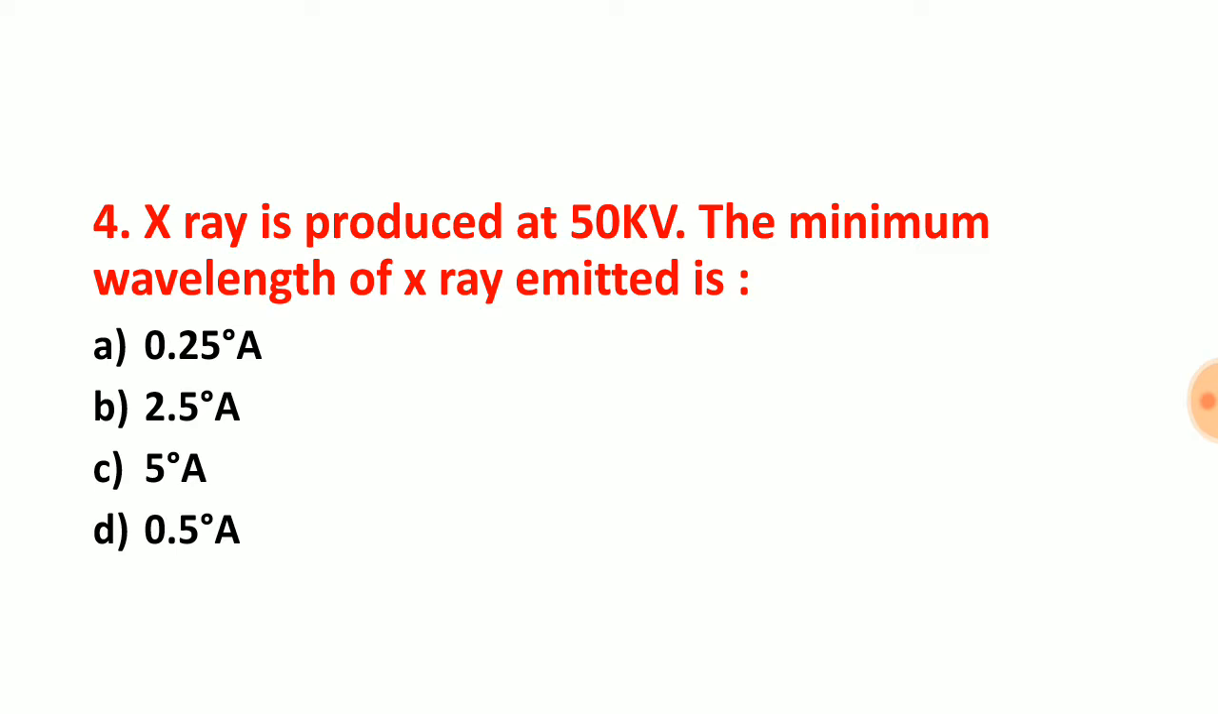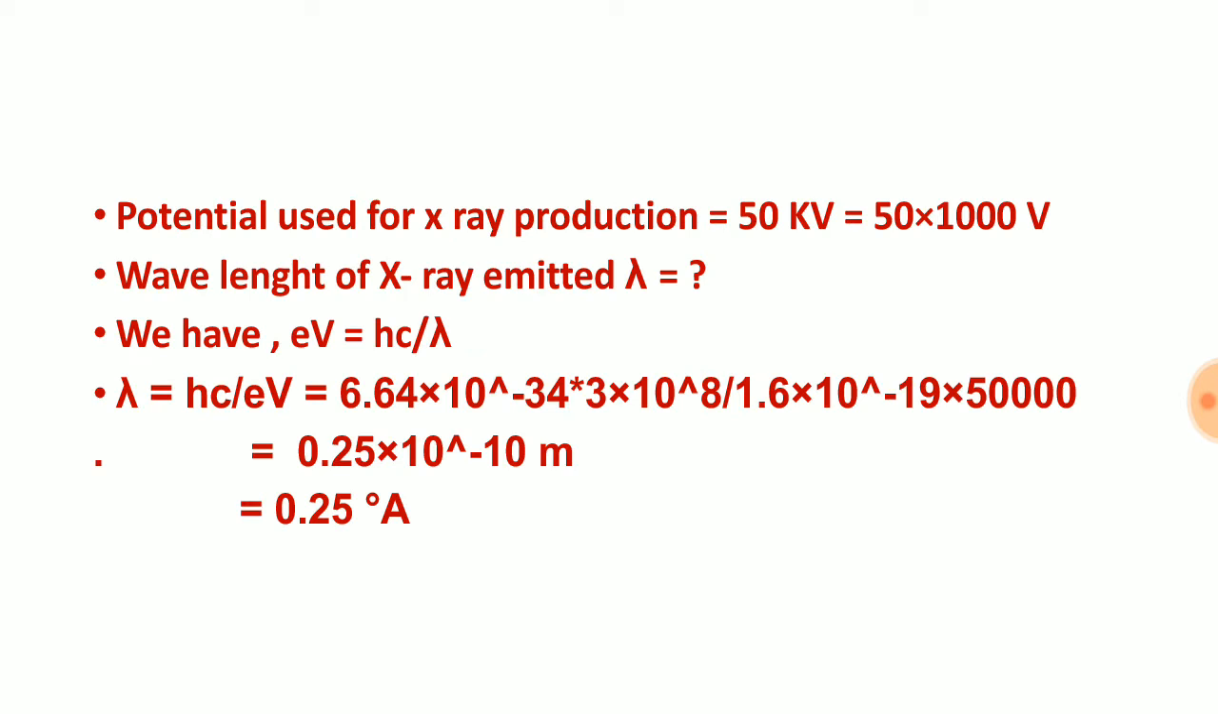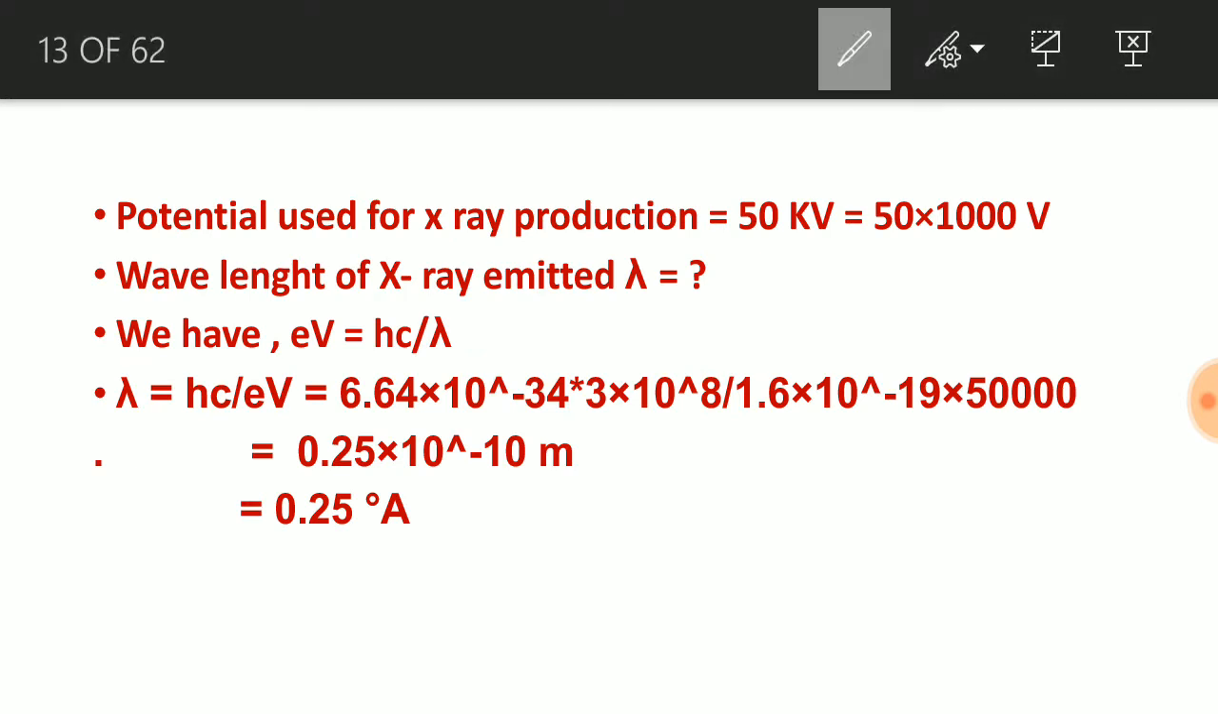X-ray is produced at 50 kilovolt. The minimum wavelength of X-ray is, we know our formula for this is eV, this energy is equal to hf or hc by lambda. Here the question is asking to find us lambda, and this is the potential difference, that is 50 kilovolt, which is equal to 50 into 1000 volt.